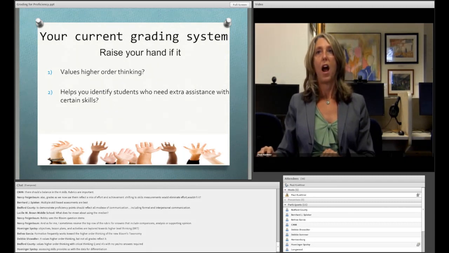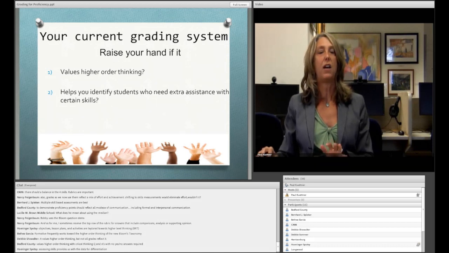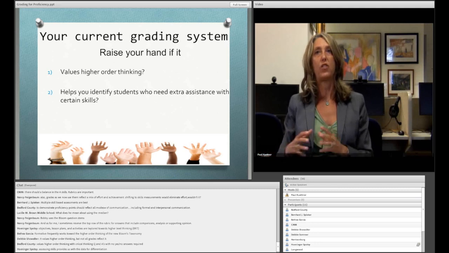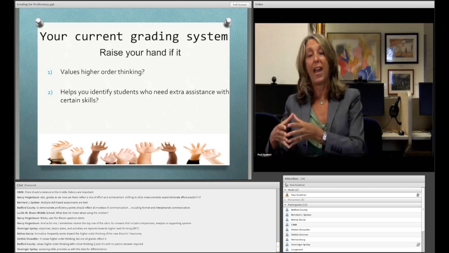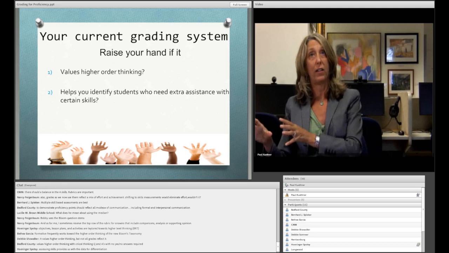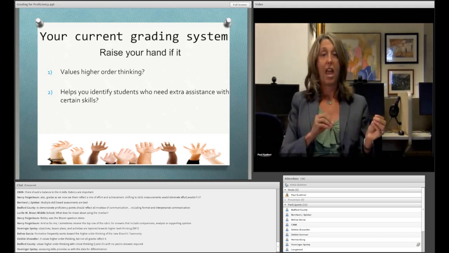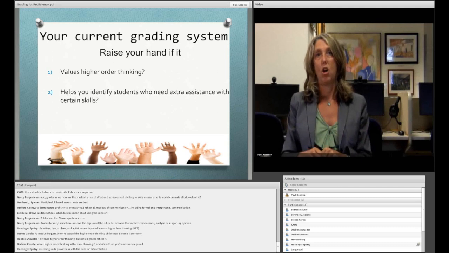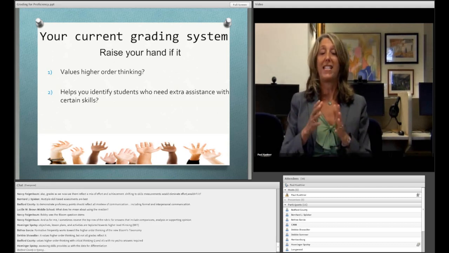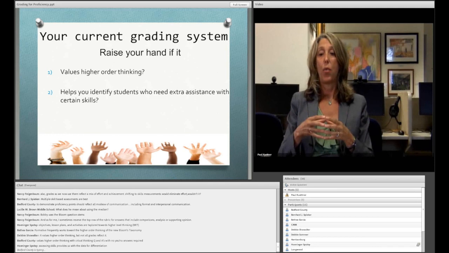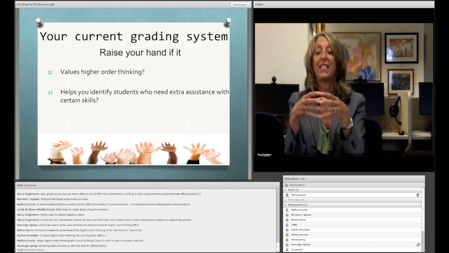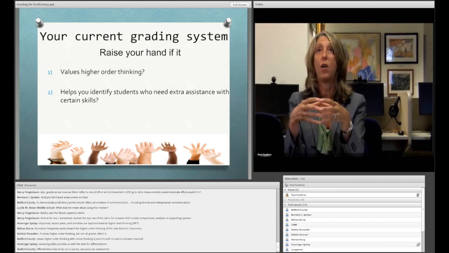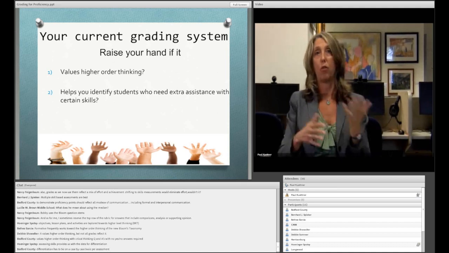Yes, so I love this answer. Assessing skills provides us with the data for differentiation. Right, so we can differentiate who is doing well in certain skills if we are assessing and grading that way. But for example, if we're doing tests and the component in the grade book is tests, then one wouldn't know whether that student was doing particularly well in speaking or writing or reading.